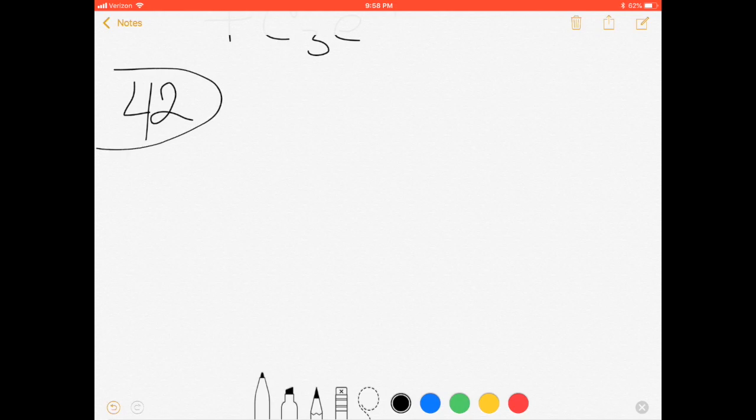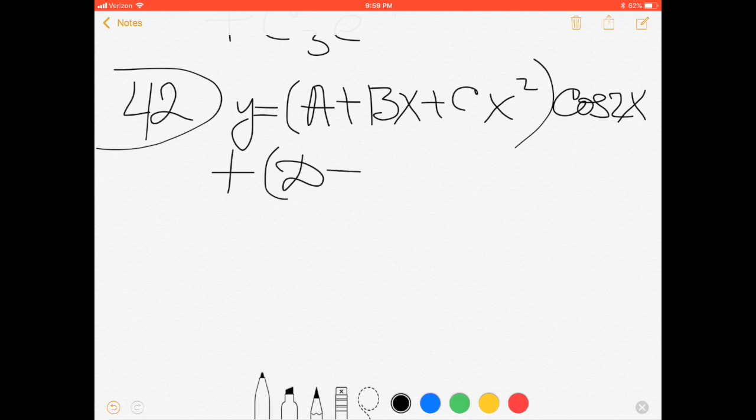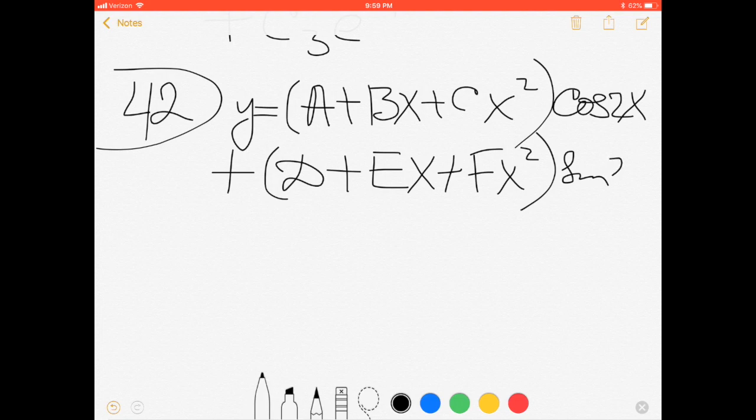Okay, what do we have here? We have our general solution: (a plus b x plus c x squared) times cosine 2x, plus (d plus e x plus f x squared) times sine 2x.